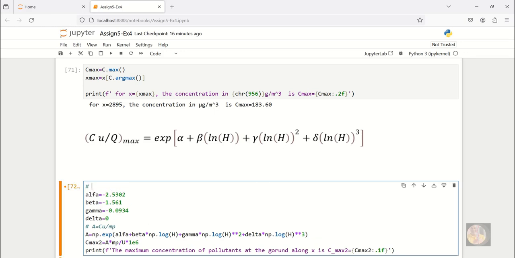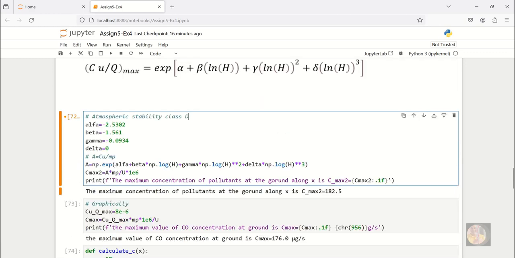So for atmospheric stability class D, you have these values of alpha, beta, gamma, and delta, and you can calculate A, which is equal to this thing. You can define it as a function or numerically. So I calculated this. After this, I'm multiplying by m point divided by U, times 1e6 to get a result in microgram per cubic meter.